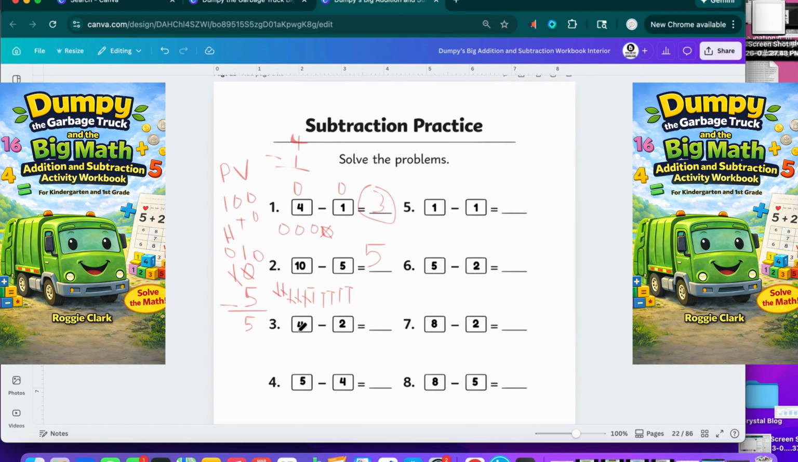Okay, so number 3, same thing, 4 minus 2. I might be able to move a little quicker as I start to do things in my head. I know I got 4 ones, I'm only taking away 2, so my answer's 2. Same thing with number 4. If I got 5 ones, I'm taking away 4. That's like if I got 5 fingers up and I put 4 of them down, I only got 1 left. That's really simple and easy to do.